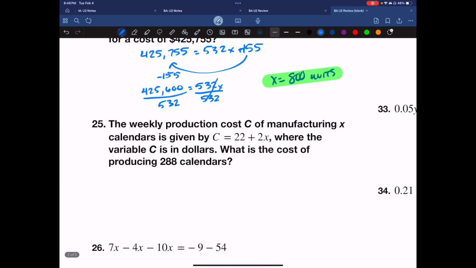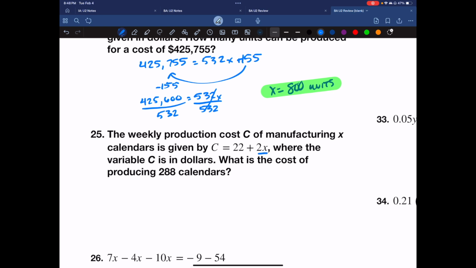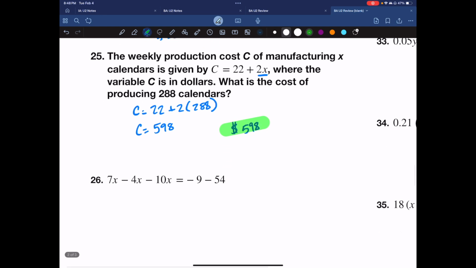Okay. Similar problem. This is the weekly production cost C of manufacturing x calendars is given by this formula, where the C is in dollars. What is the cost of 288 calendars? So this time, it's asking for the calendars itself, right? x is calendars. So this time I'm plugging into x right here. So C equals 292 plus 2 times 288, right? Crunch your numbers, right? And it's going to be 598. Again, we're asking about cost. So we interpret it to be $598 that it's going to cost to make that many calendars.